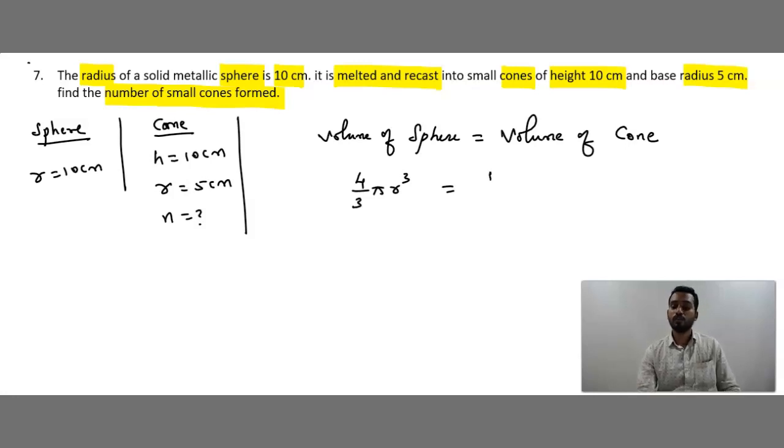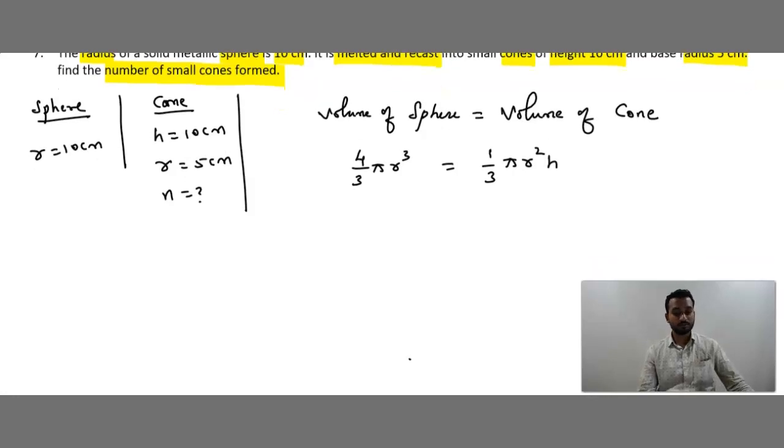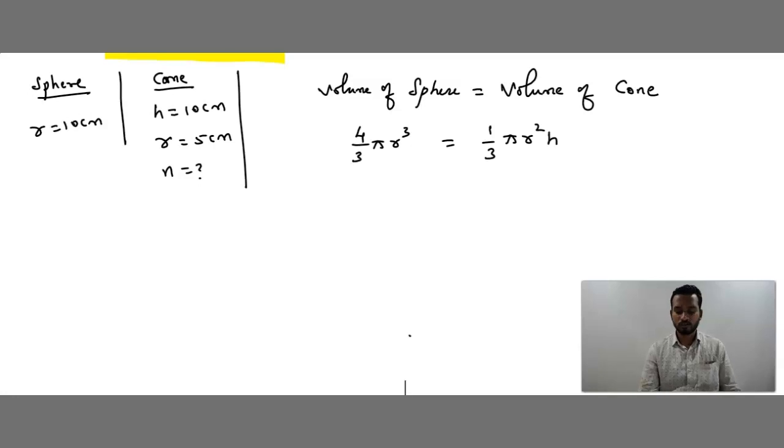What is the volume of a cone? 1 by 3 pi r square h. So interesting, right? This problem, yes or no? Now observe here. What is common on both sides? Here also 3, here also 3. It gets cancelled. Pi gets cancelled. But both radii are different, right? So what is left now? 4 is left into r cube.